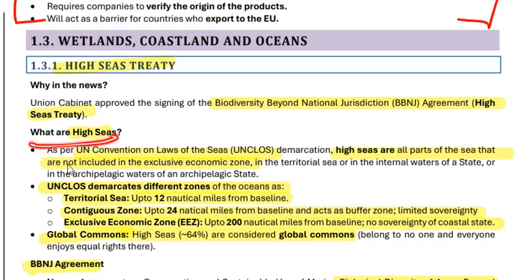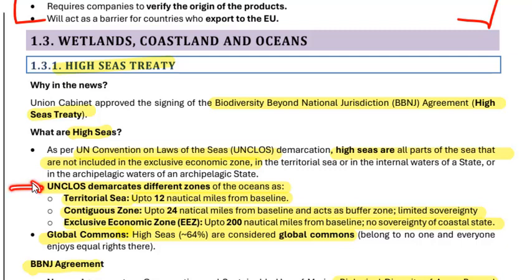What are high seas? As per the UN Convention on the Law of the Sea, that is UNCLOS, high seas are all parts of the sea that are not included in the exclusive economic zone, in the territorial sea or in the internal waters of a state, or in the archipelagic waters of an archipelagic state.